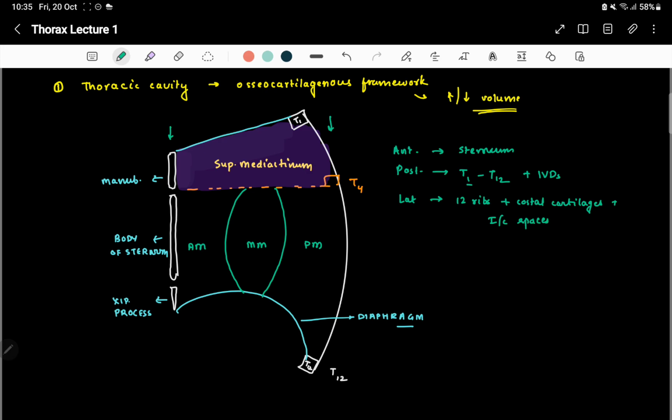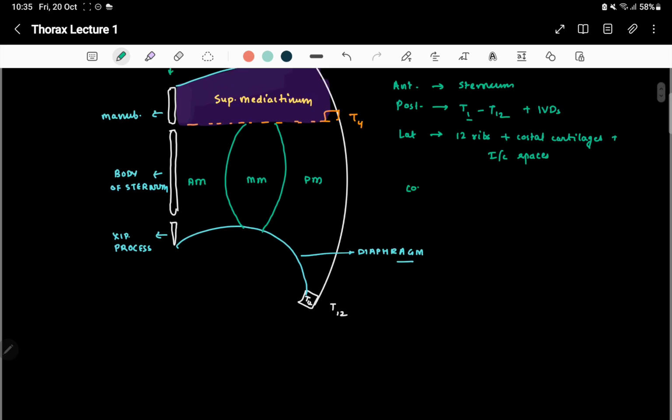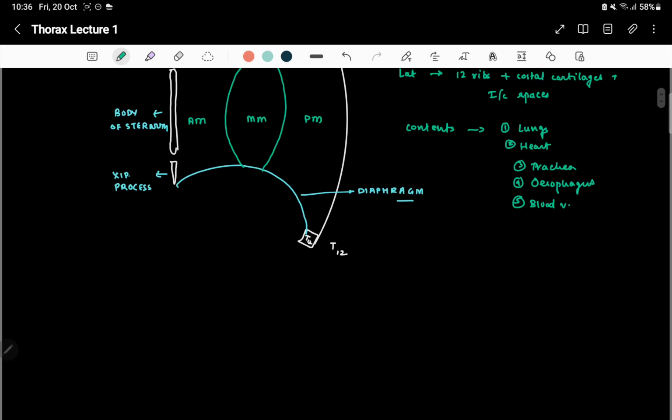Okay, what are the contents here? The major contents are your lungs here, and your heart is there, your trachea, your esophagus, and the blood vessels associated with your heart. Okay, understood.